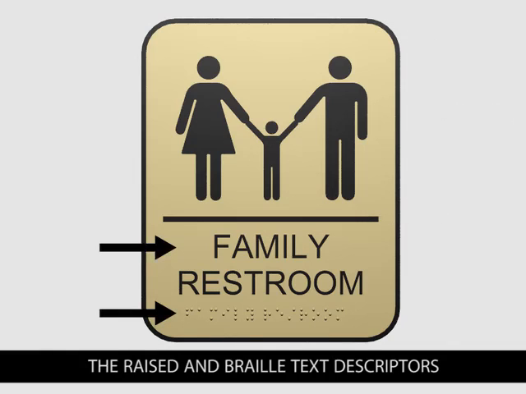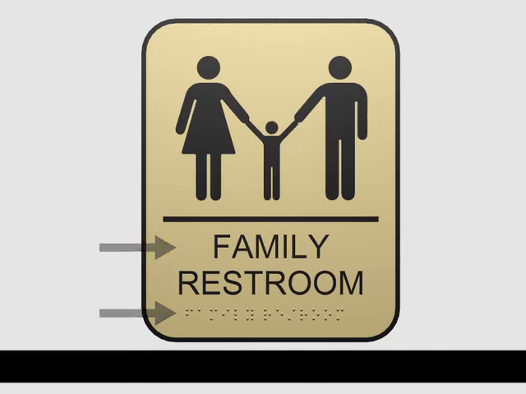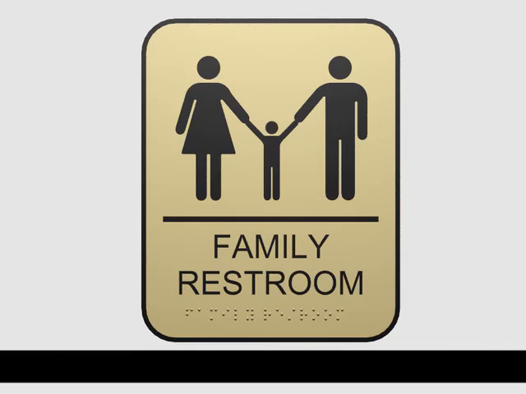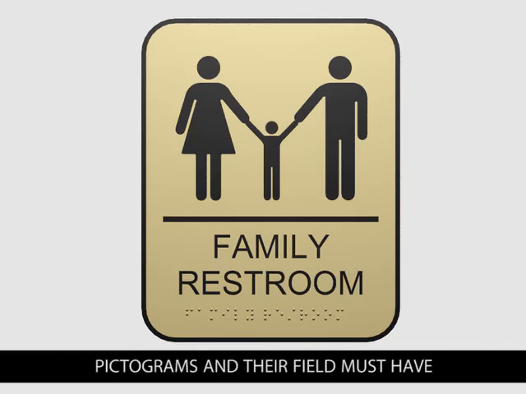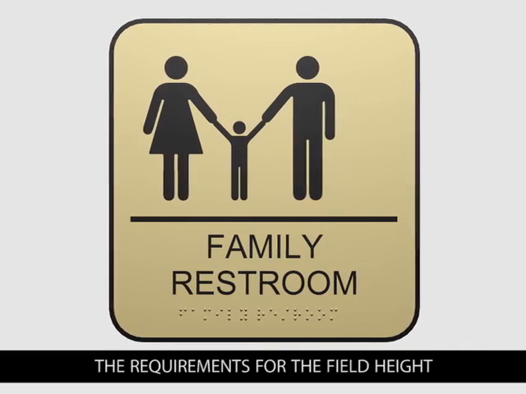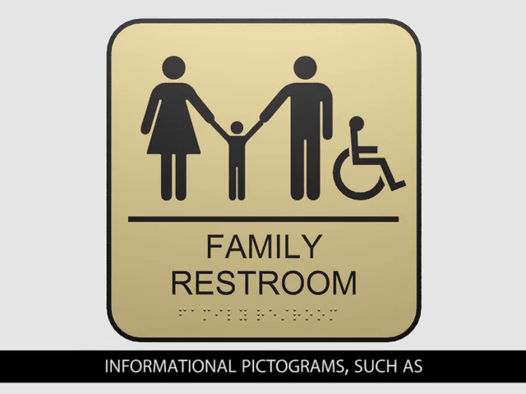The raised and Braille text descriptors must be located directly below, but not within, the pictogram field. The pictogram itself is not required to be raised. Pictograms and their field must have a non-glare finish and provide a light on dark or dark on light contrast. The requirements for the field height and text descriptors do not apply to informational pictograms, such as the international symbol of accessibility that may be included on a sign.